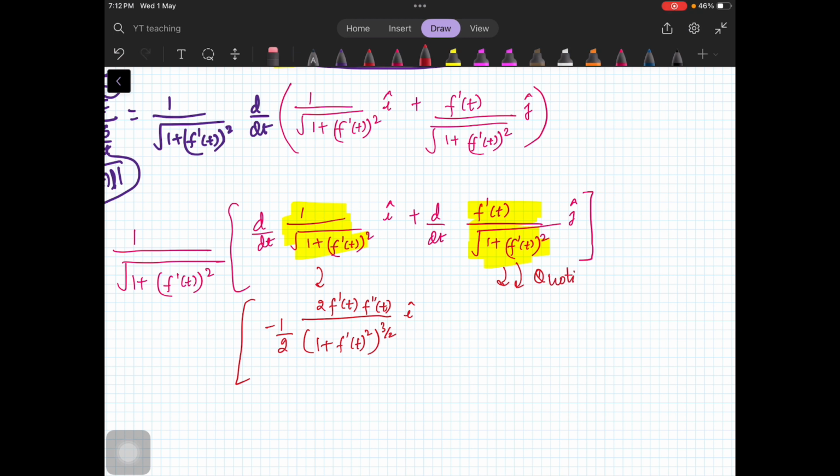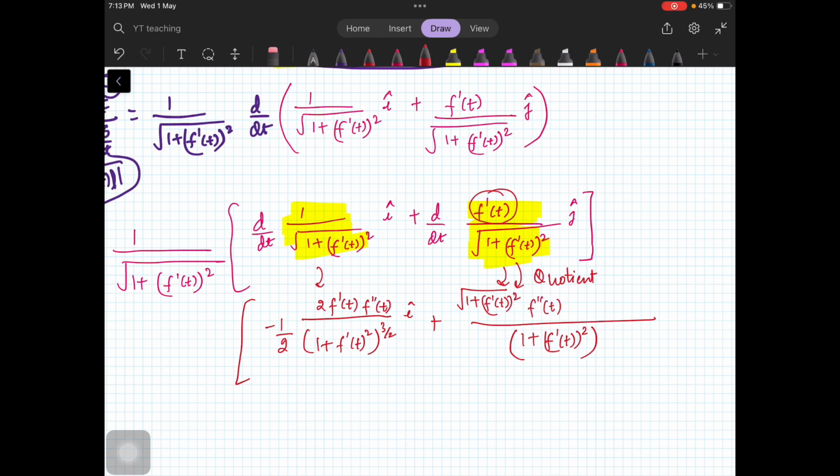I am going to use the quotient rule. So, for that it would be the square of the denominator, that would be 1 plus f prime t square raised to power half raised to power 2, that will cancel, and then keep the denominator as such, 1 plus f prime t square, and differentiate the numerator.